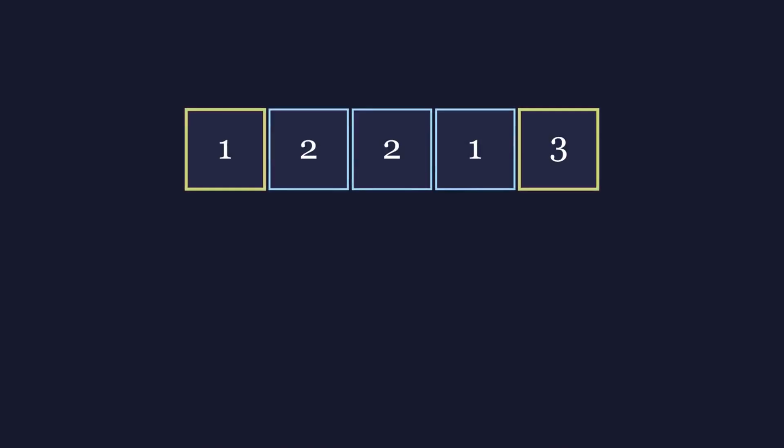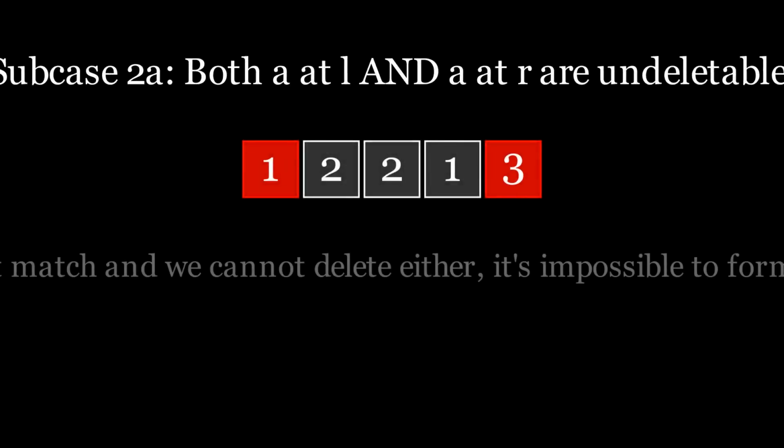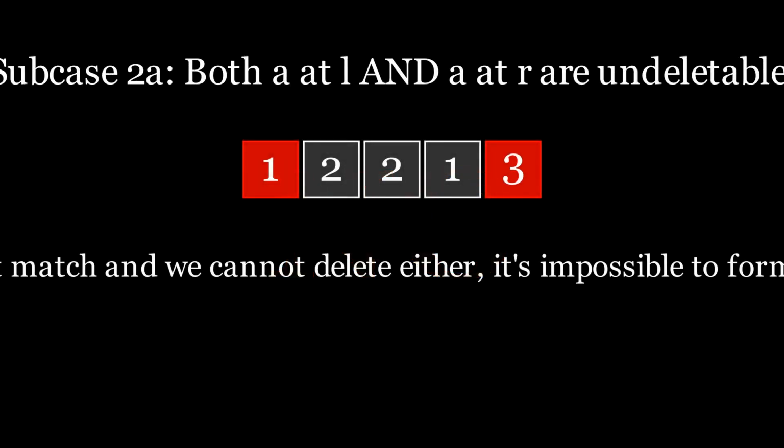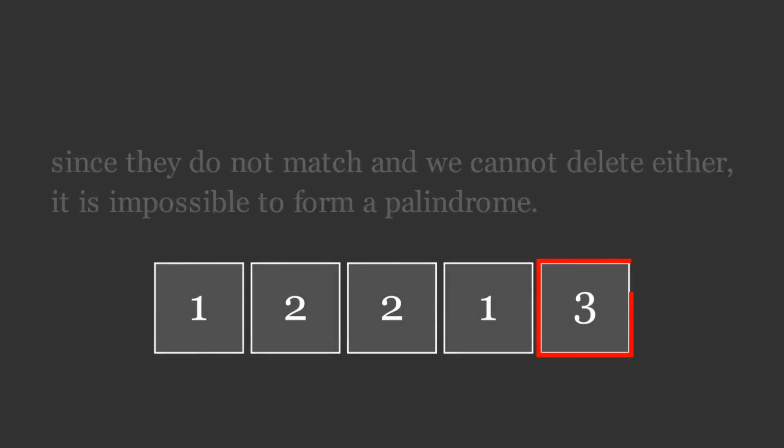Case 2: A at L does not equal A at R. Now we have a mismatch. To make it a palindrome, we must delete one or both of them. Subcase 2a, both A at L and A at R are undeletable. Since they do not match, and we cannot delete either, it is impossible to form a palindrome. Action: output no and terminate.